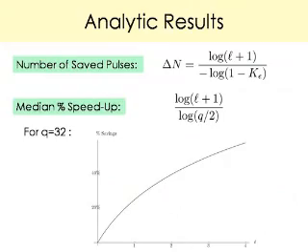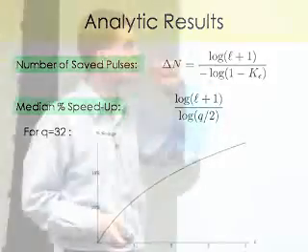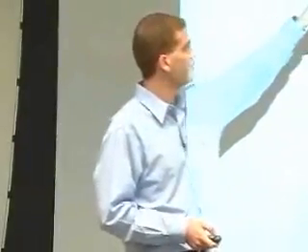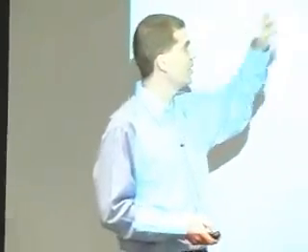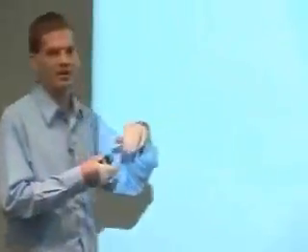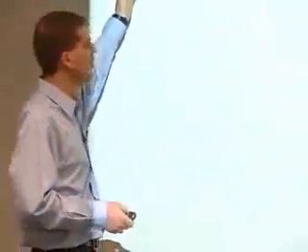We have analytic results. The number of passes that you can save behaves like a log of L, where L is the number of levels that the code tolerates, and K is some constant that depends on the overprogramming probability. But most interesting is how many percent we save. What is the speed up that this code gives us? We see it here, and that's the median.